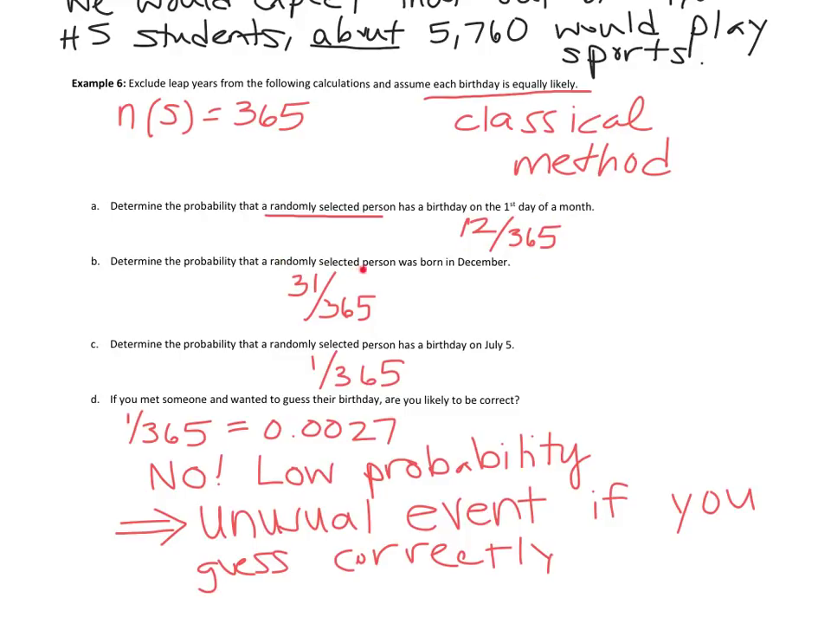The probability a randomly selected person was born in December. December has 31 days, so it'll be 31 out of all of the birthdays. A randomly selected person has a birthday on July 5th. That's 1 day out of the year. And if you met someone and wanted to guess their birthday, are you likely to be correct? Well, if you were to guess, you would be right this percentage of the time. That's the probability of you guessing correctly, 1 out of 365. So no, that's a very low probability. And again, we call that an unusual event. That's our vocabulary word, unusual event, if you do guess correctly.